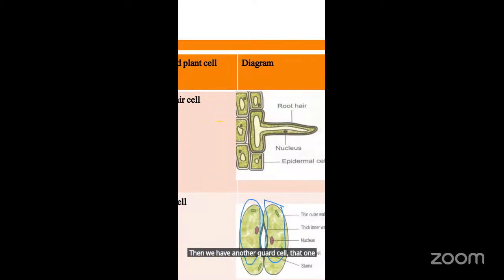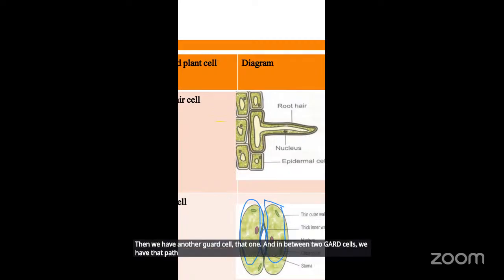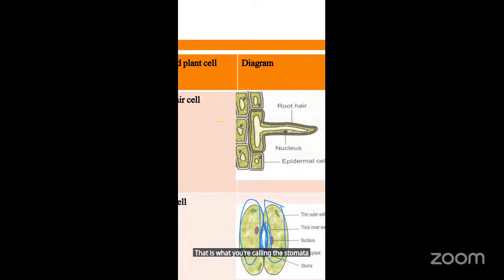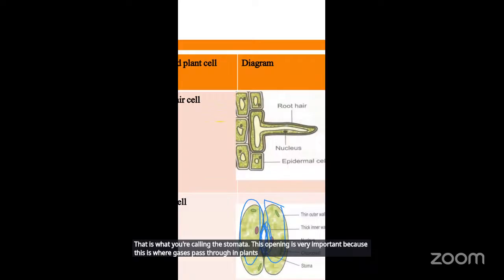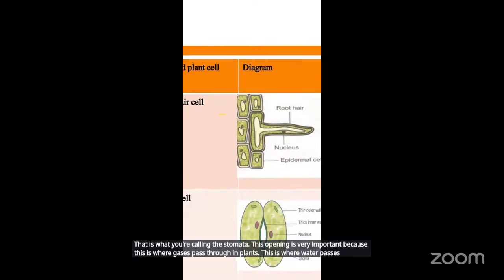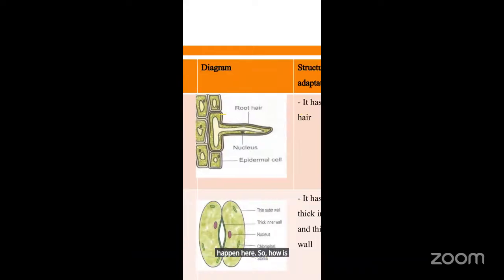And in between two guard cells, we have that part there, which we're calling the stomata. You see that opening there? That is what we're calling the stomata. This opening is very important because this is where gases pass through in plants. This is where water passes through during transpiration. So a lot of things happen here. So how is the guard cell specialized?